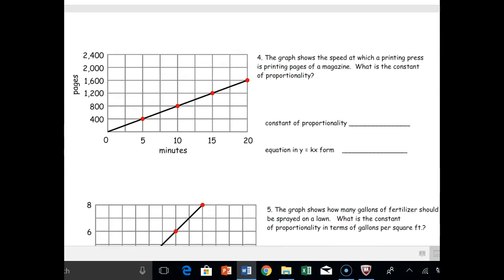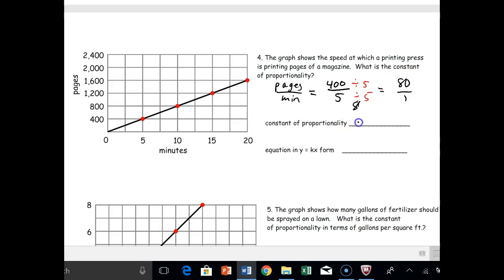All right, so we have the graph shows the speed at which printing press is printing pages of a magazine. What is the constant of proportionality? So we want pages, obviously, per minute. And in this case, I know right off the bat that's 400 pages over 5 minutes. And then I want to go ahead and divide both of those by 5 to figure out that, okay, that's 80 pages per 1 minute.